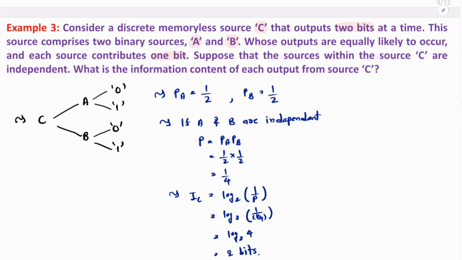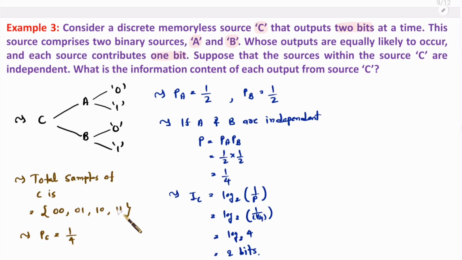So that is how one can say the information of source C is 2 bits, and that is given in the question too. If you want to understand it as per this combination, then one more way is there. Here you can say total samples of C are 00, 01, 10 and 11 as per A and B, right? If you have 4 samples which are equally likely, then you can say the probability of C will be 1 divided by 4, right? So if you have a probability of 1 by 4, then the information will be 2 bits. That is how one can understand this.